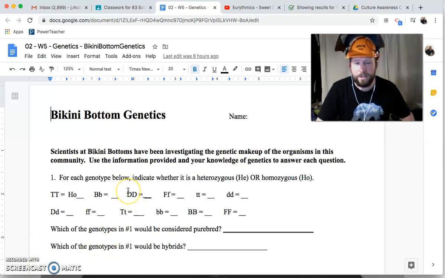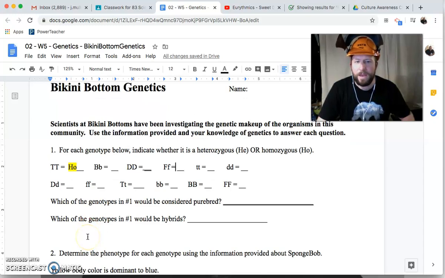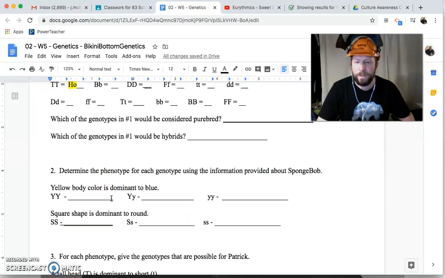In the very beginning, you're just being asked to identify whether or not the genotypes are heterozygous or homozygous. Please use the HE and the HO to identify. Just put that indicator right there on the line, and it's always helpful if you highlight things. That way I can see it easier. Then do your best to answer the questions regarding purebreds versus hybrids based upon, again, HE or HO. And let's see, question number 2.